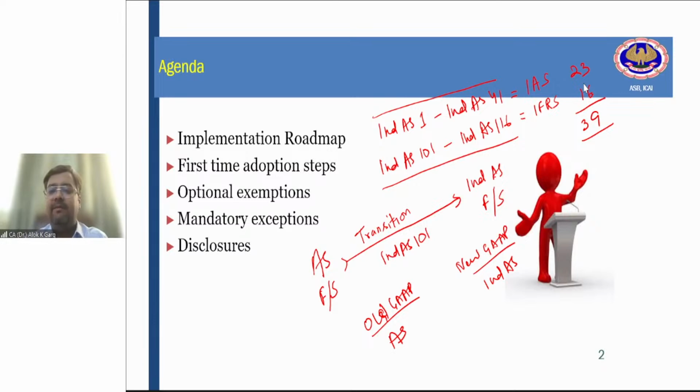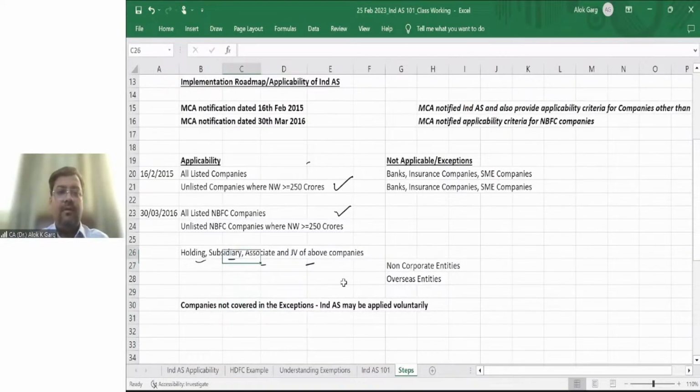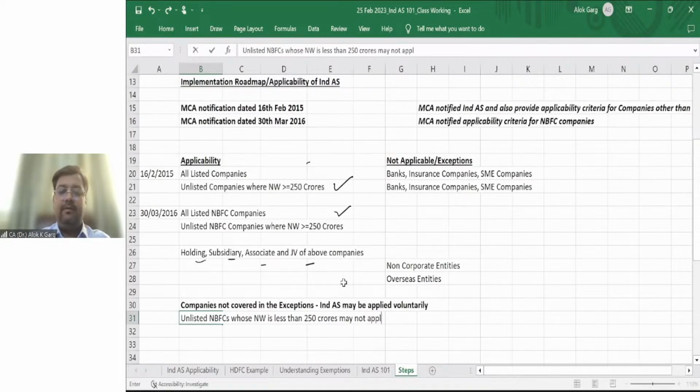Koshiki is asking, sir, can an unlisted NBFC whose net worth is less than 250 crore also apply voluntarily? So Koshiki, an unlisted NBFC whose net worth is less than 250 crore cannot apply voluntarily, right? Let me write in the chat box, in the Excel file itself. Unlisted NBFCs whose net worth is less than 250 crores may not apply voluntarily.